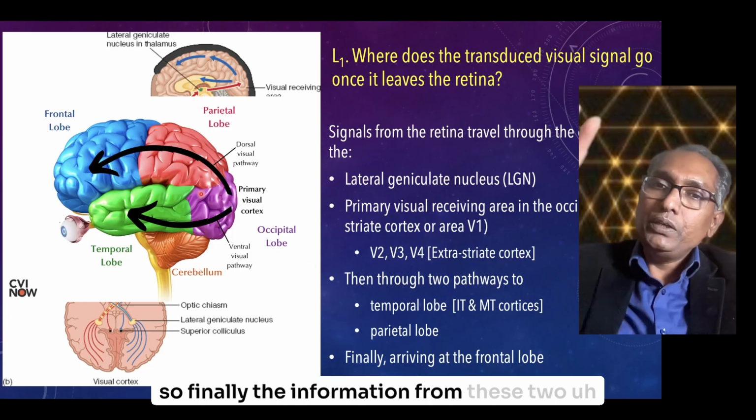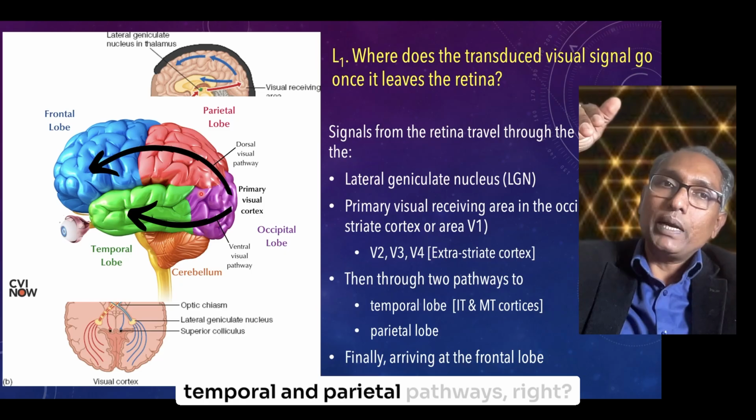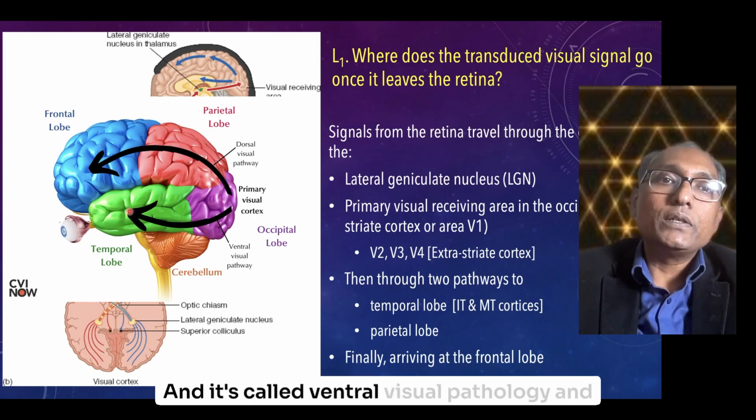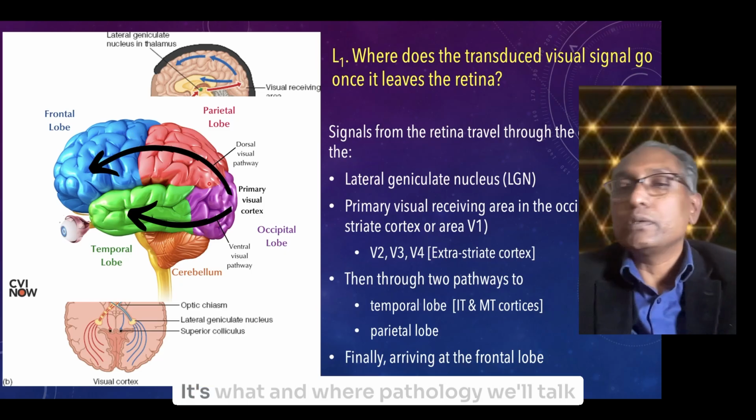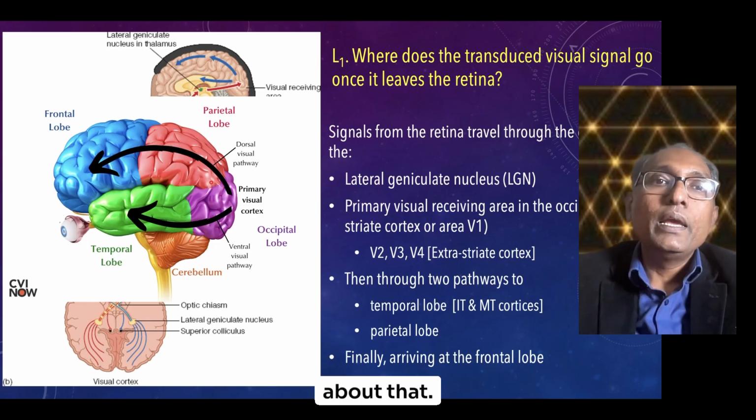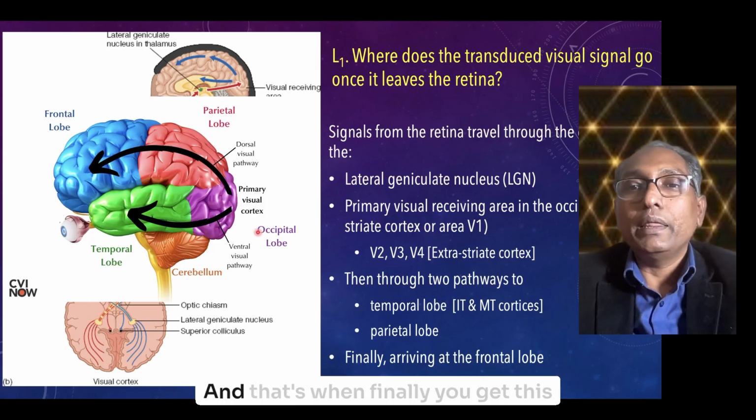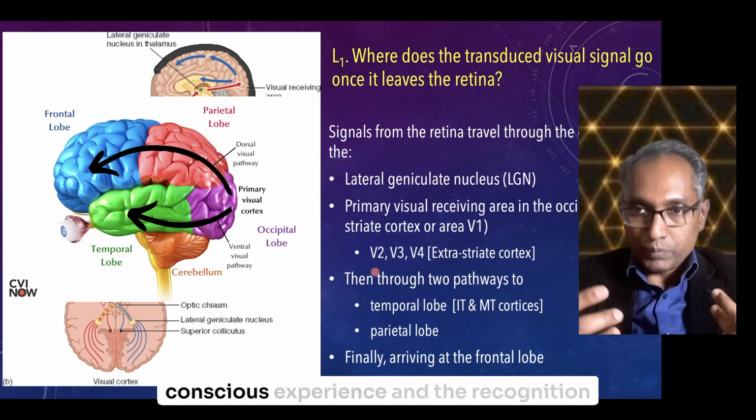Finally, the information from these two temporal and parietal pathways is called the ventral visual pathway and the dorsal visual pathway. It's the what and where pathway. We'll talk about that. And eventually, it comes to the forebrain, and that's when finally you get this conscious experience and the recognition part.